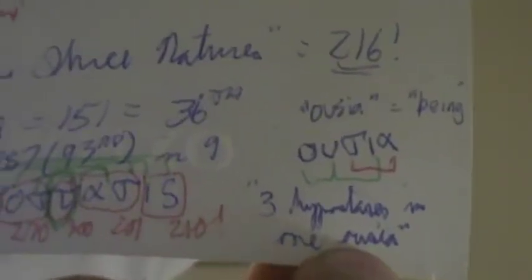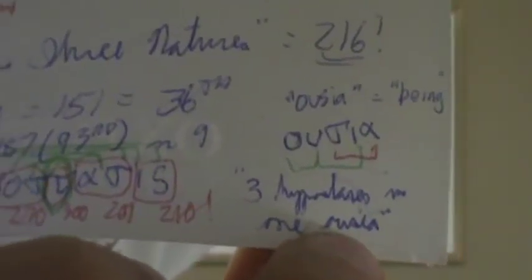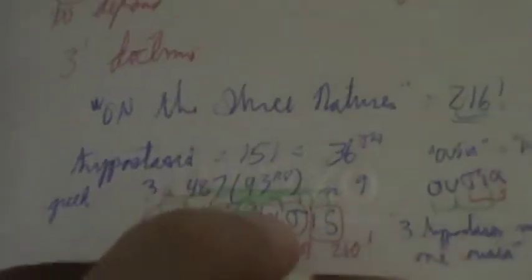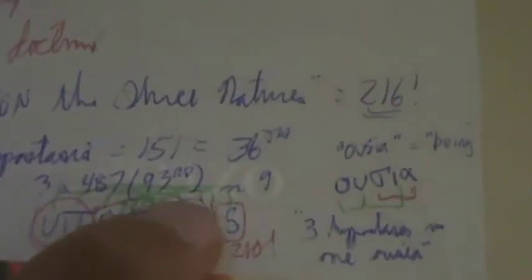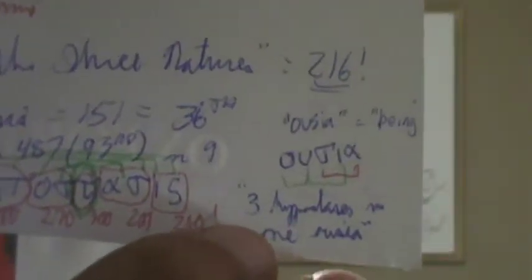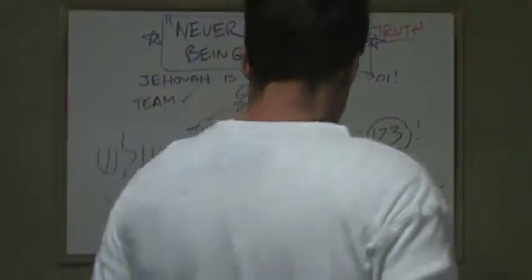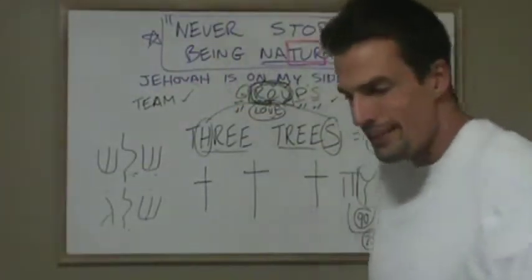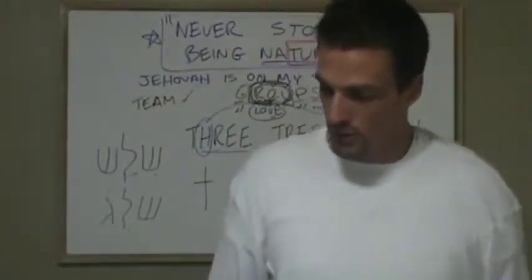Three hypostases in one ousia. Three of these guys, words that scream out number three, in one ousia, three persons, one being, the Trinity. Wow, these are the Greek words of the early church. We're going to the deepest roots and we're getting the most satisfaction.